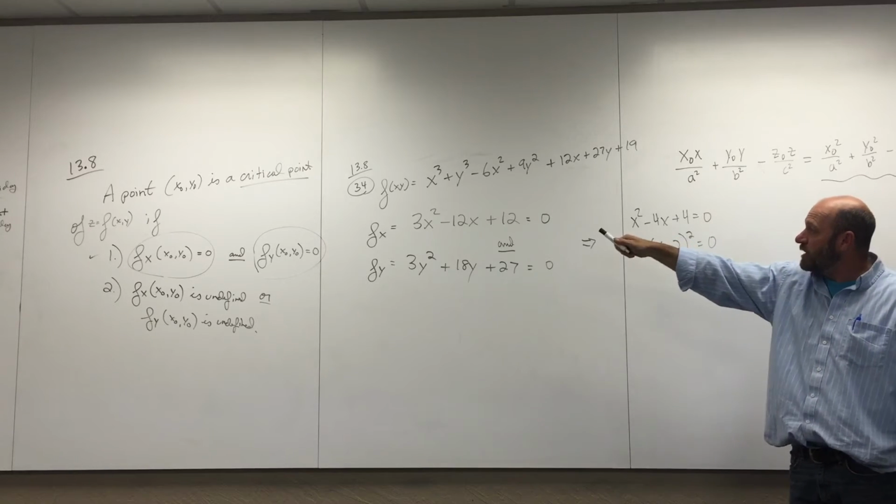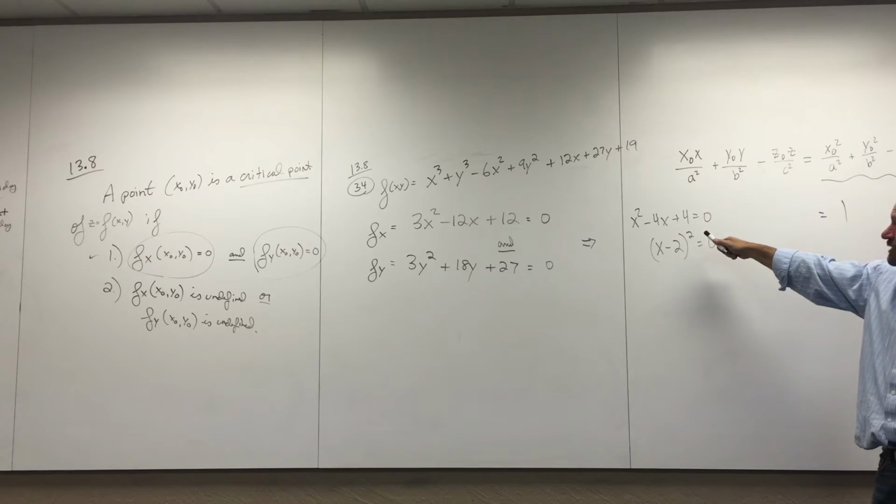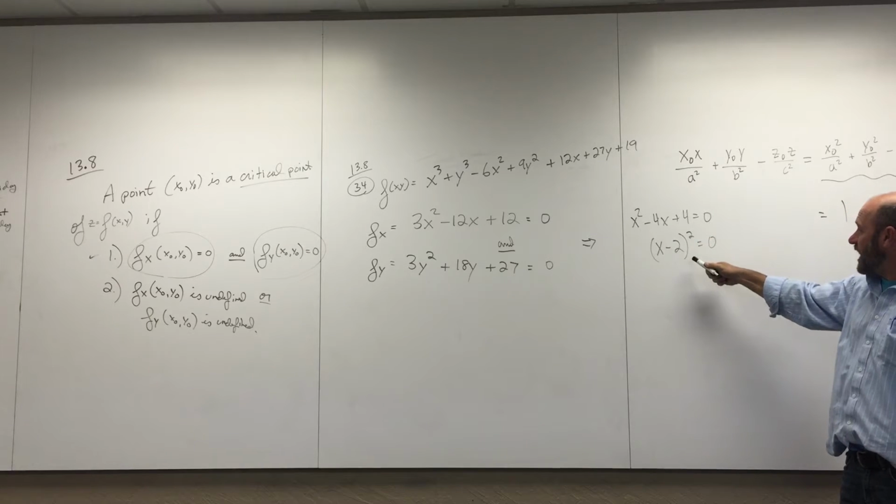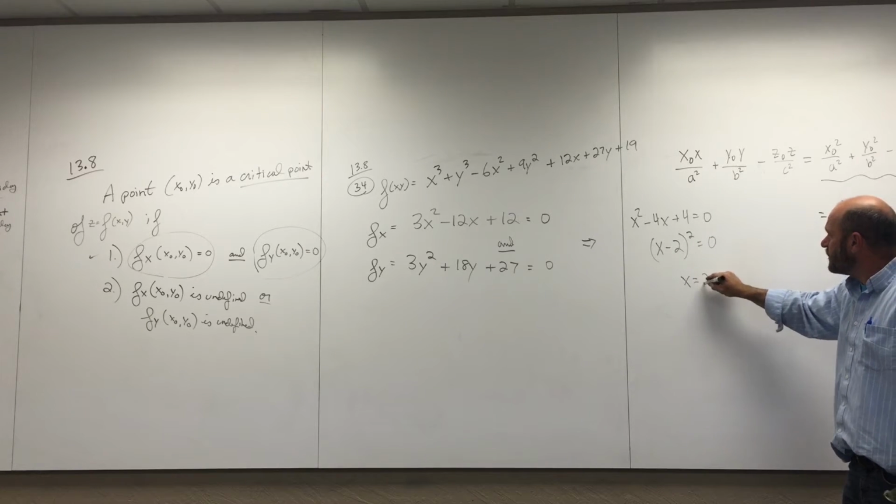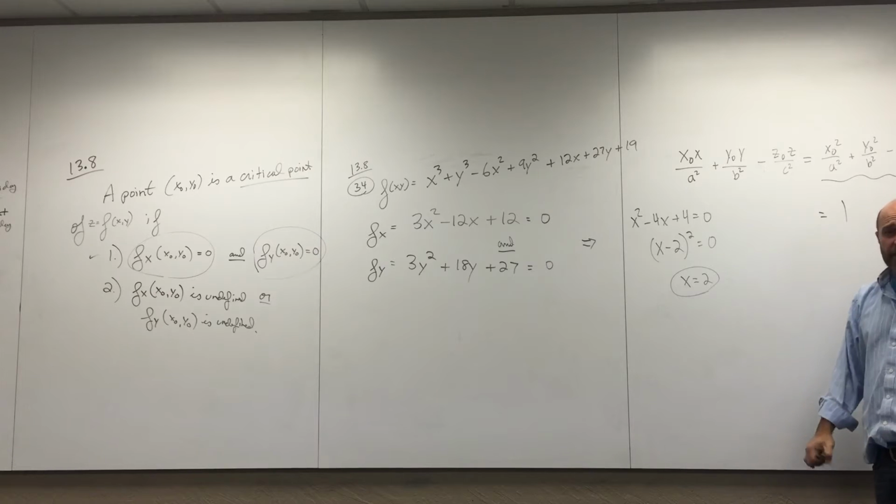You guys okay? I divided by 3, if I did that right. And I think I just factored it. I'm getting this answer. That's when fx equals 0.